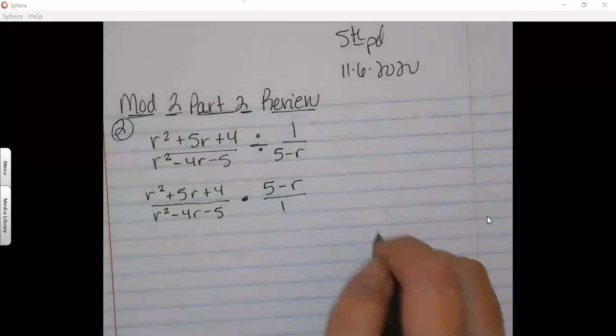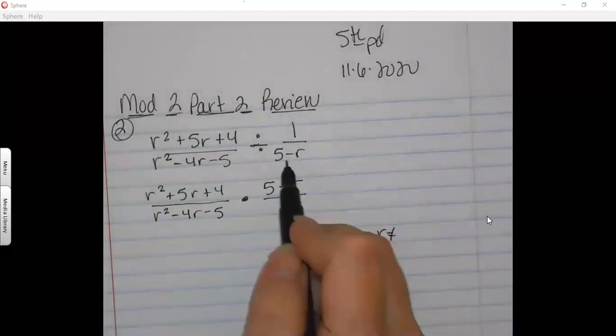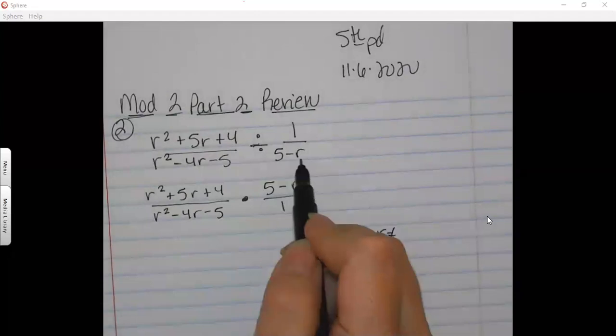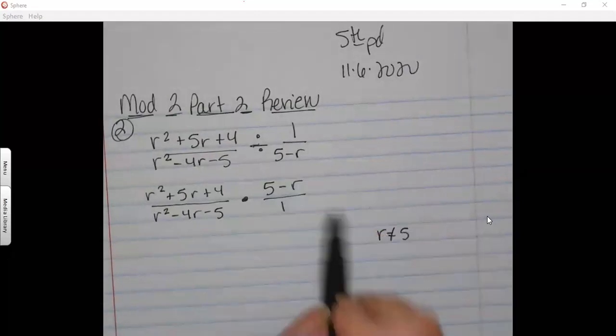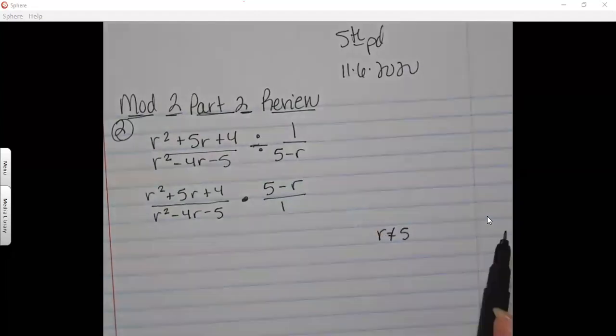What would r have to be to give me a 0? 5. So it's going to be in the numerator now, but it was once in the denominator, so that's going to be part of our excluded values. Okay, before we multiply, let us factor wherever we can.